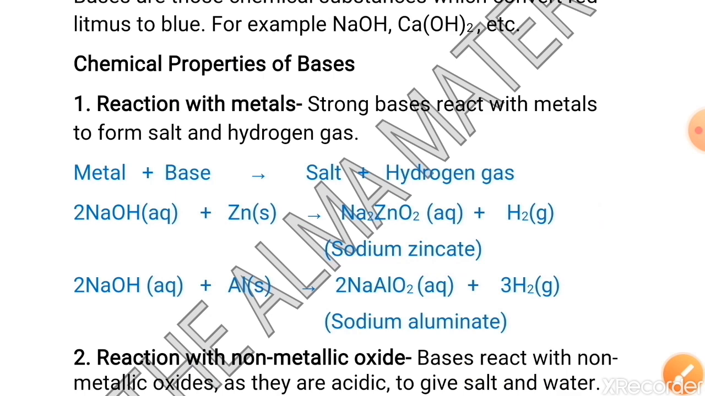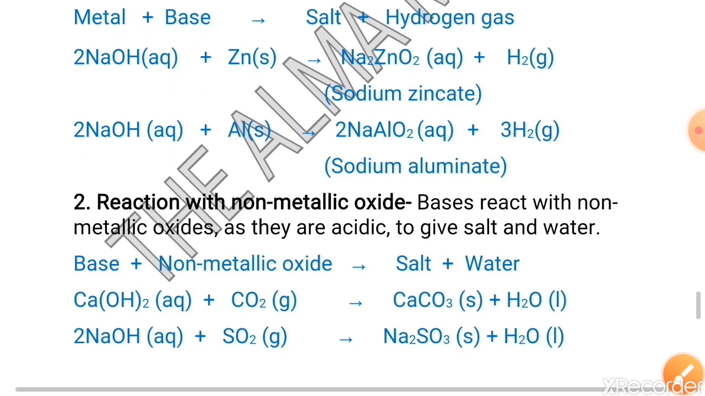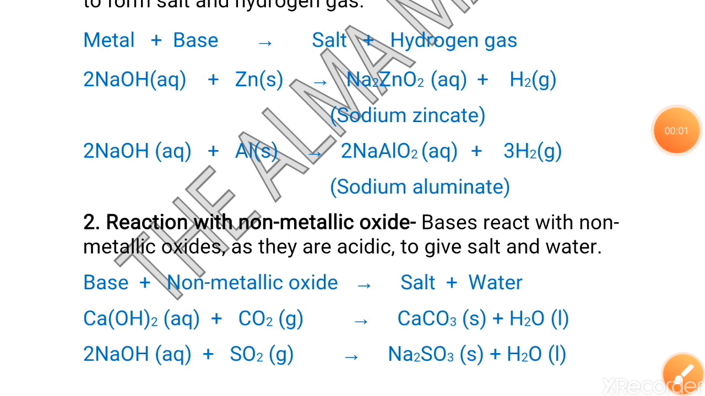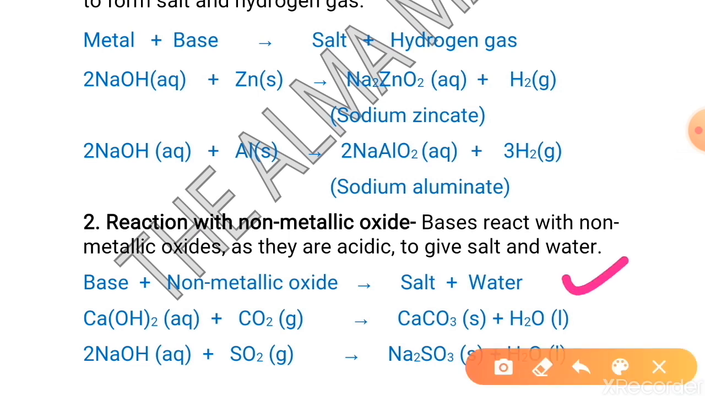Now students, we will see reaction of bases with non-metallic oxide. Non-metallic oxides are acidic in nature. That is why they will react with base, and when bases and non-metallic oxides react, they will form salt and water. The word equation will be like this: base reacts with non-metallic oxide gives corresponding salt and water.